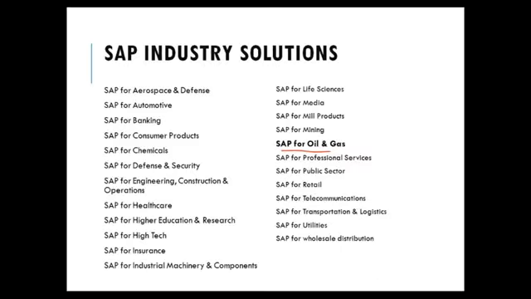Okay. As we have discussed, you see that there are 24 solutions: aerospace, defense, automotive, banking, chemicals, engineering, construction, healthcare, high-tech, insurance, life sciences, mining, public sector, retail, etc. So these are the different solutions we have come up with for specific industries.